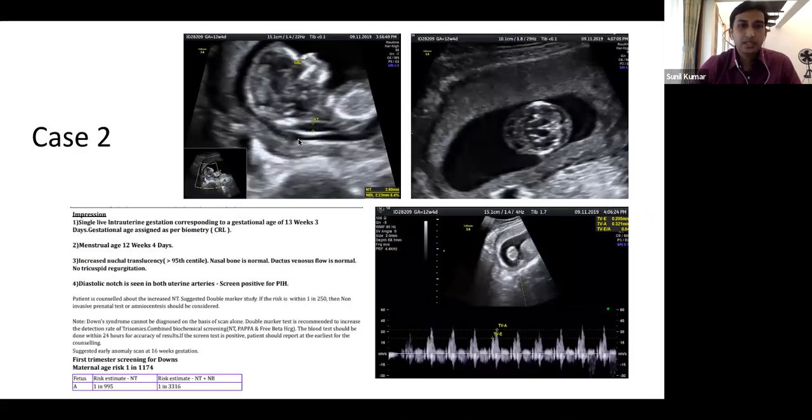Case 2. Here also nuchal translucency is 2.8 millimeter. The scan was done at 13 weeks 3 days. Increased nuchal translucency. When we plot the graph, it was coming more than the 95th centile. Nasal bone was seen, ductus venosus flow is normal, no tricuspid regurgitation. What to do next? See, risk estimate for NT and NB is 1 in 3,316. If we consider only NT risk, it is 1 in 995. That is intermediate risk. The risk between 1 in 250 to 1 in 1000 is called intermediate risk.